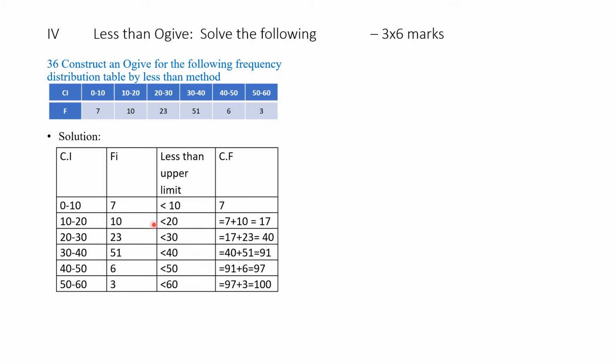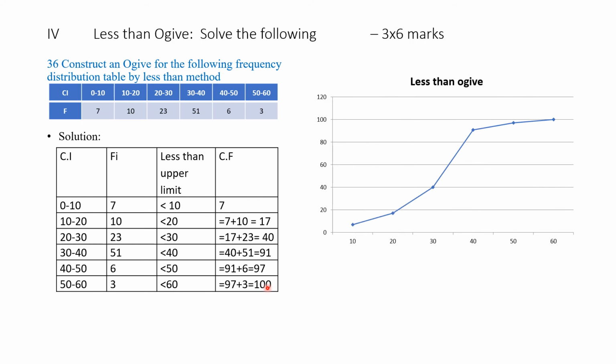So less than 10 is 7, less than 20 is 17, less than 30 is 40, less than 40 is 91, less than 50 is 97, less than 60 is 100. This is the rearrangement and analysis of the table. Now we have to simply draw a graph.